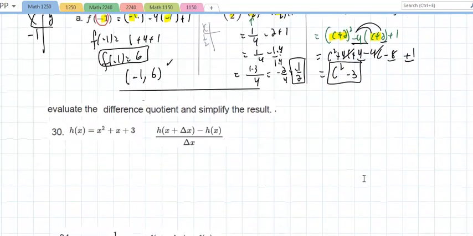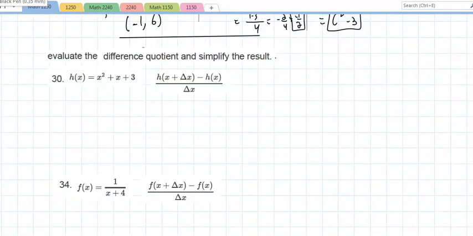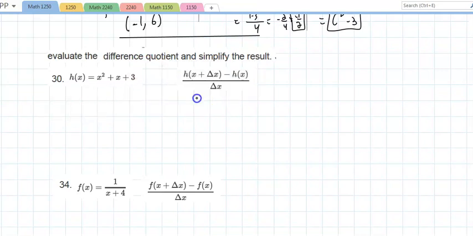Almost done. 2 more things we need to find. Something that's coming up heavy for us, difference quotient. Find what this is. Well, to do this, this has 3 components, right? So to find that, I would work out each part individually. I'll figure out what h of x plus delta x is. In this case, you're going to replace to get x plus delta x squared plus x plus delta x plus 3. You're going to clean that up.